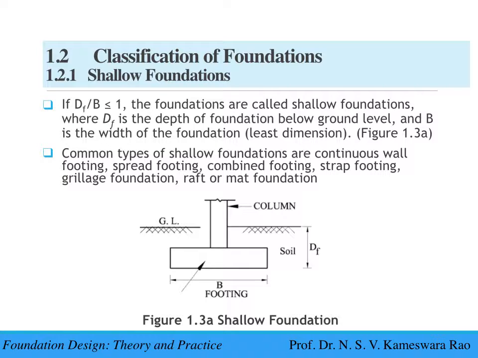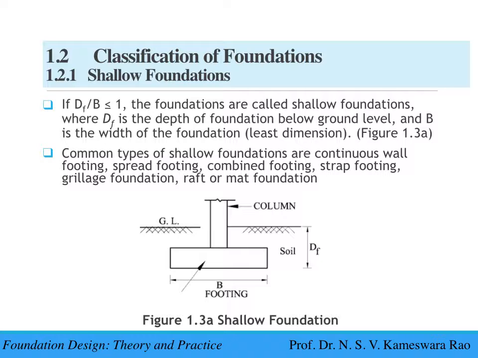Foundations are classified as shallow and deep foundations based on the depth at which the load is transmitted to the underlying and/or surrounding soil by the foundation as follows. A typical shallow foundation is shown in figure 1.3a. If dF/B is smaller or equal to 1, the foundations are called shallow foundations, where dF equals depth of foundation below ground level, and B equals width of the foundation, least dimension.